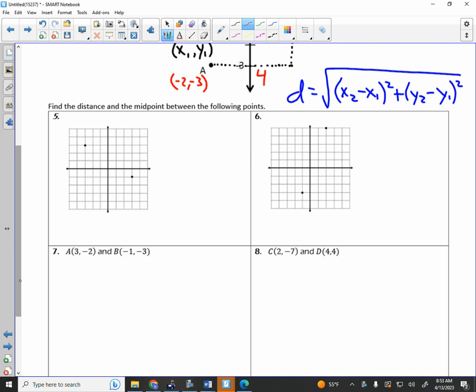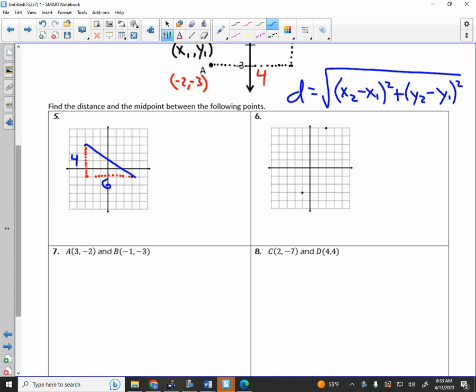I think the easiest way to determine the distance is simply to use the Pythagorean theorem. I make a triangle. What's one leg? This leg has a measure of 4. The other leg has a measure of 6.